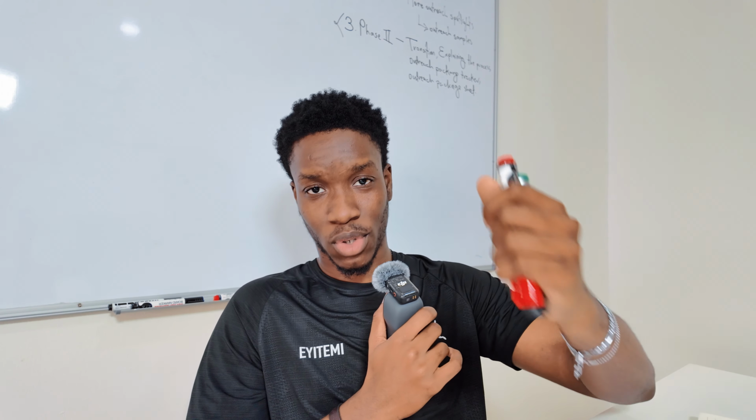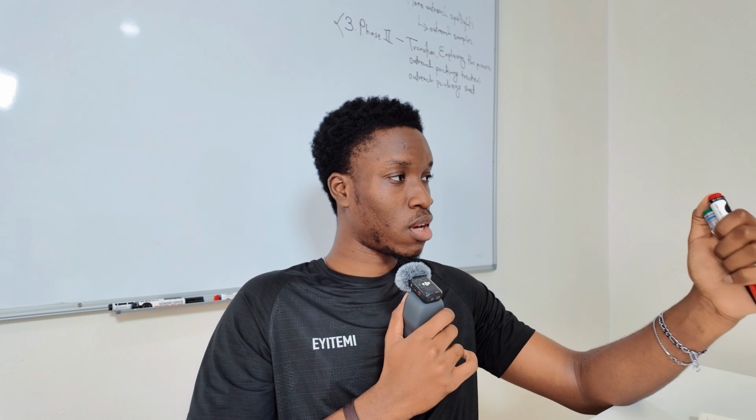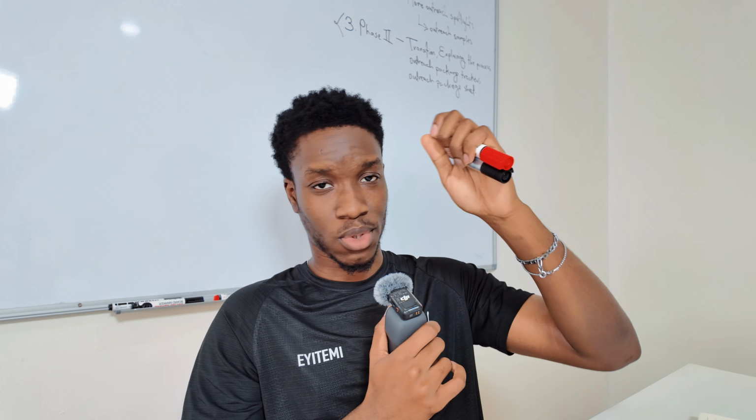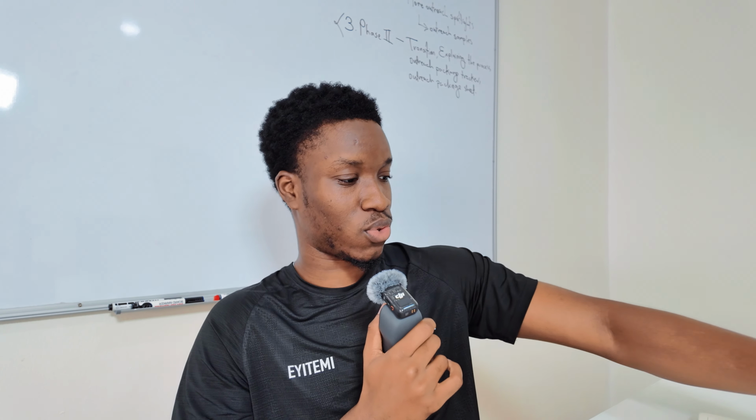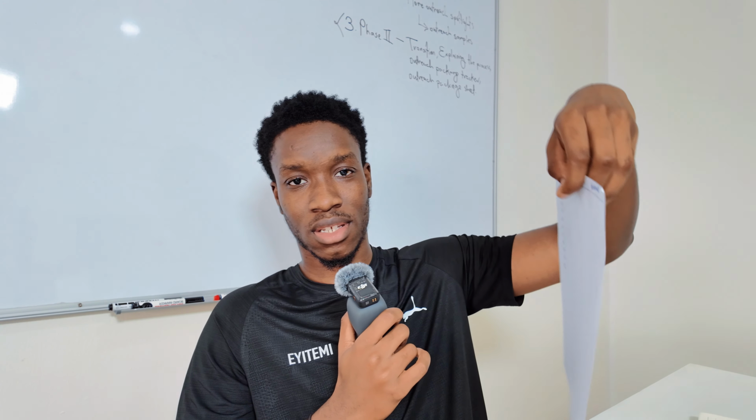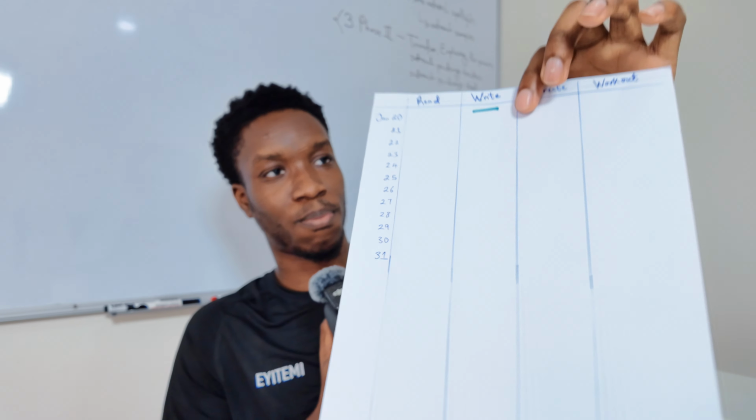I'd also be using markers. I have markers here. I'm currently at the office. There are markers at the office, but I also have markers at home that I'm going to be using to track. So when I'm consistent, I'll use the green marker. When I'm not, I'll use the red marker to show that I missed it. And the goal is to get this to be as green as possible.